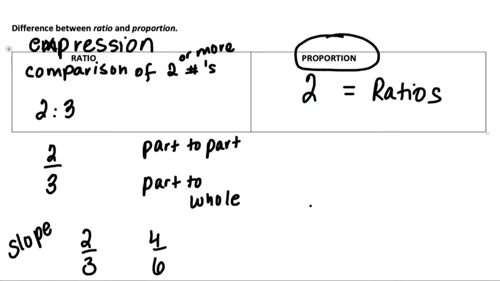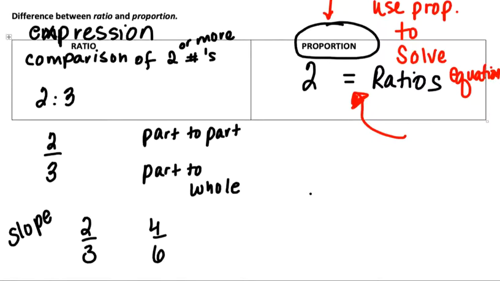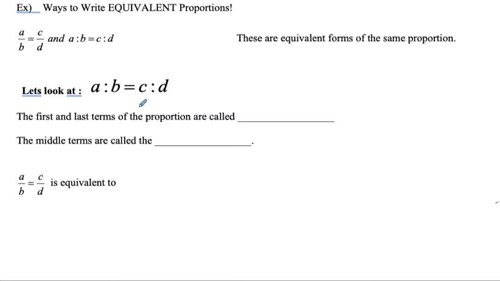So once we add that equal sign, what happens? We've made an equation, and so there may be opportunities for us to use a proportion and ratios to solve equations. And I know I'm getting a little messy here, but I'm sure you'll work with me. All right, so let's talk about how we can write ratios.